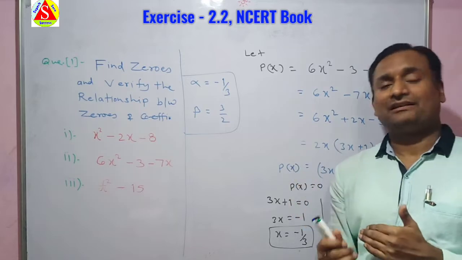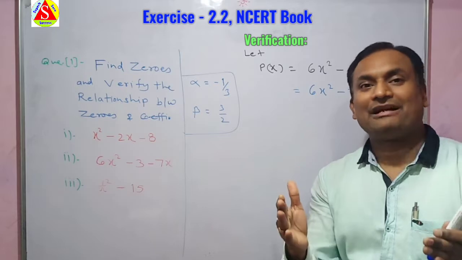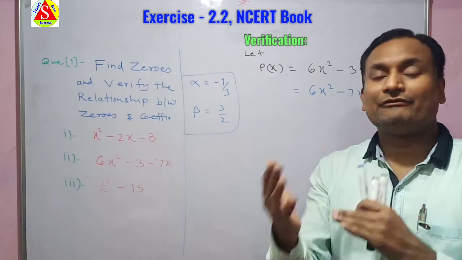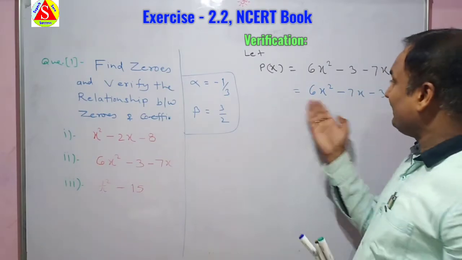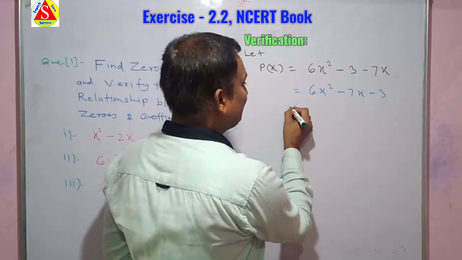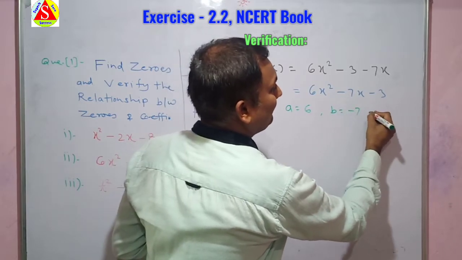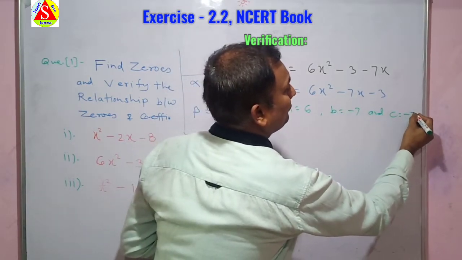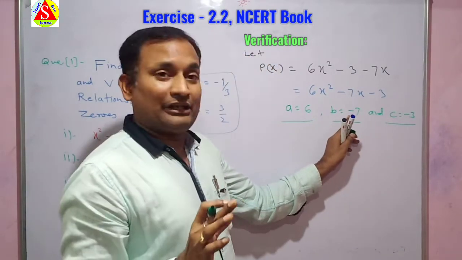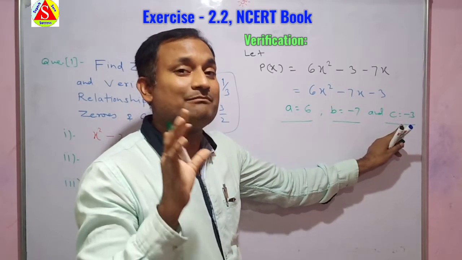After that we have to verify. So let's verify it. Dear students, for the verification we need the coefficient values. How can we obtain them? By comparing with the standard equation, we can obtain the coefficient values. Here in this case we have a equal to 6, b equal to minus 7 and c equal to minus 3. Just remember, don't forget the negative sign here, because the sign matters.